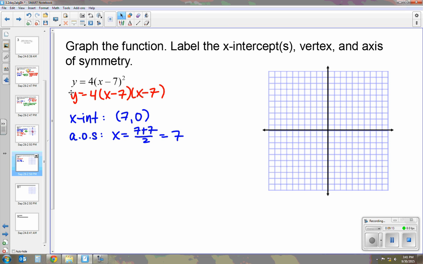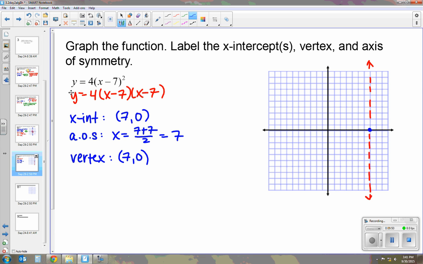So let's graph our x-intercept, which is at 7, 0. And then our axis of symmetry goes right through that. Since the axis of symmetry is going right through that intercept, that means that intercept is also our vertex. So this is special because our x-intercept and our vertex are the same. That means we need to use a table of values to get more points. This means it's just touching once at the x-axis. So I'm going to use a table of values for this one.